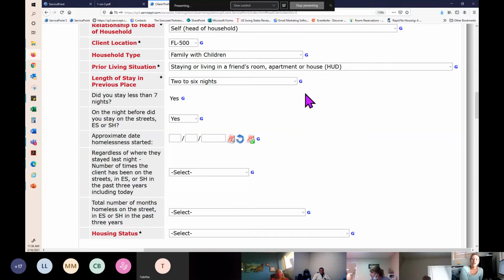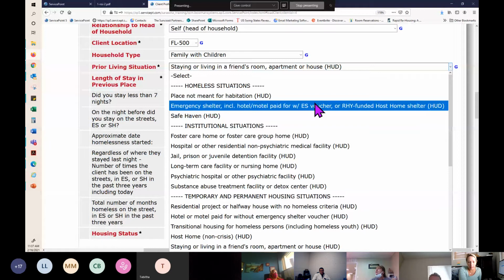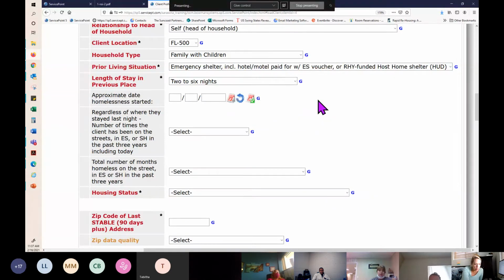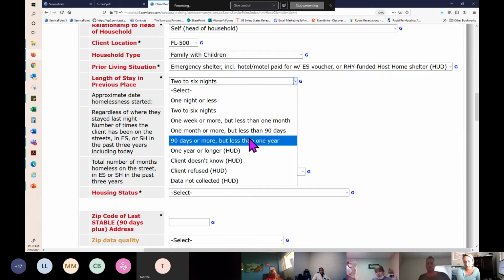Okay. Circle back. So this client, we are stating, we're going to keep it easy, keep it simple. They've been in an emergency shelter. Maybe they're staying at a family shelter in town. They've been there for 90 days or more, but less than a year.